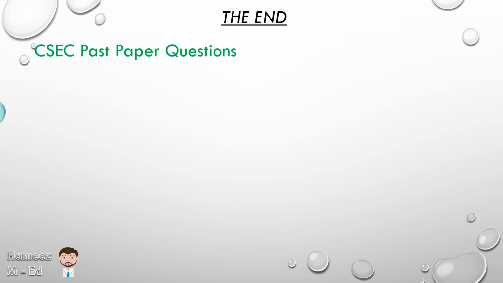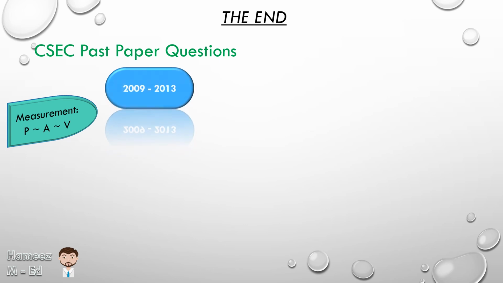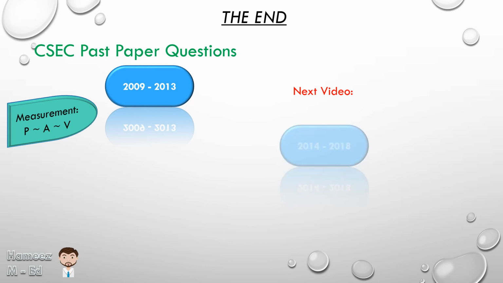We've now come to the end of this video in CSEC past paper questions on the topic of measurement, and specifically perimeter, area, and volume. This video dealt with past paper questions from May 2009 to 2013, and our next video will be dealing with the next 5 years, from May 2014 until 2018.